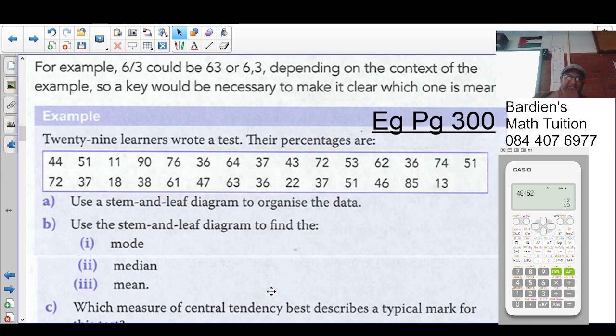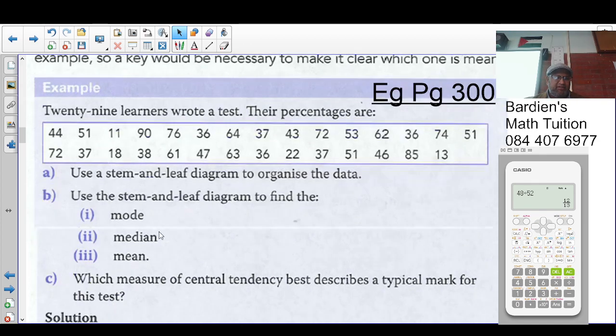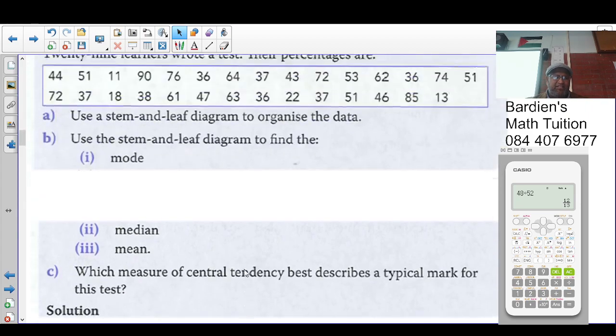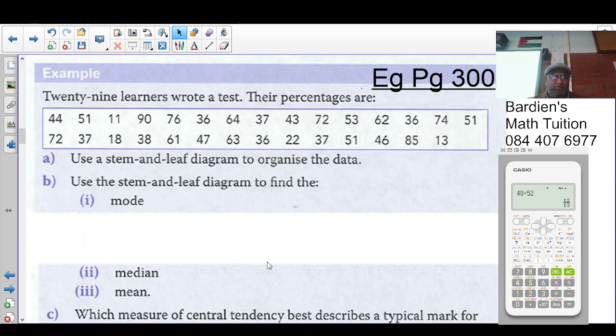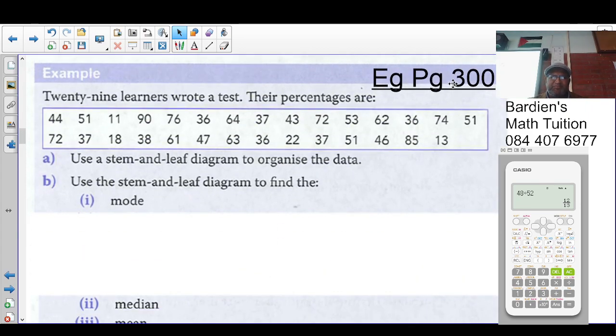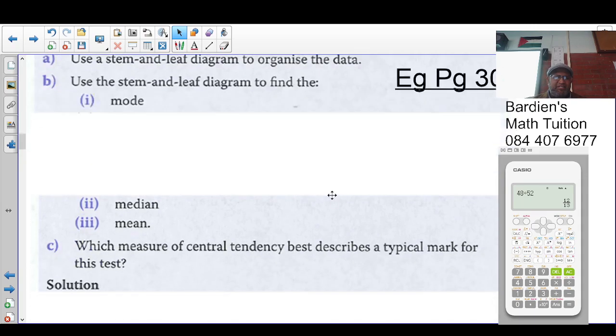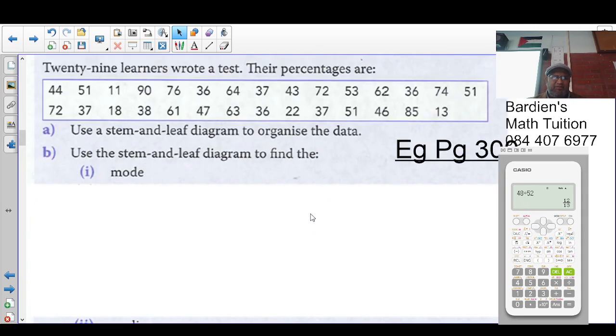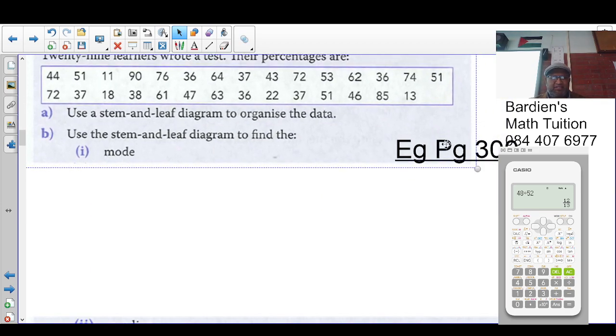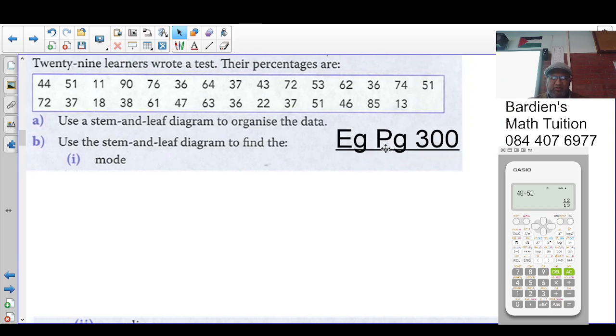Normally when you are asked to construct the stem and leaf, we don't penalize you if you leave out the key. So at the end, if I don't forget, I'll specify what the key would look like, or I can do it at the beginning. Here we are told that 29 learners wrote a test. We did this on Friday, but there was load shedding, so I'm just going through it quickly so that we can have this as part of our series of recordings.